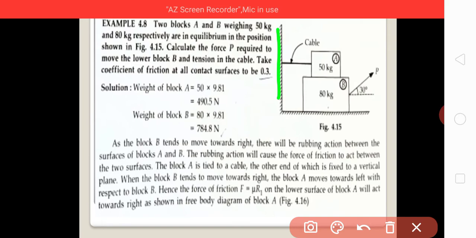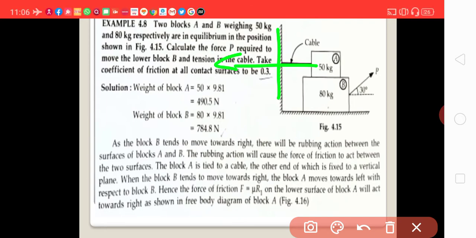When the block B tends to move towards the right, the block A moves towards the left. Virtually, when we compare, sitting on block B, we will find that block A, in comparison to block B, is moving towards the left like this. With respect to that, the force of friction F = mu R1 will act in this direction.